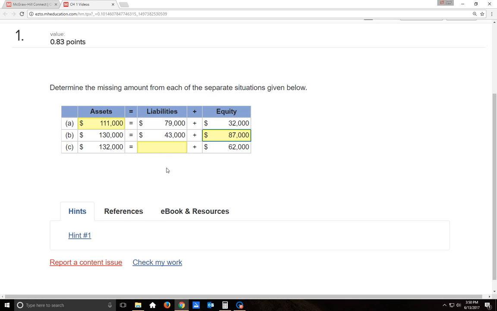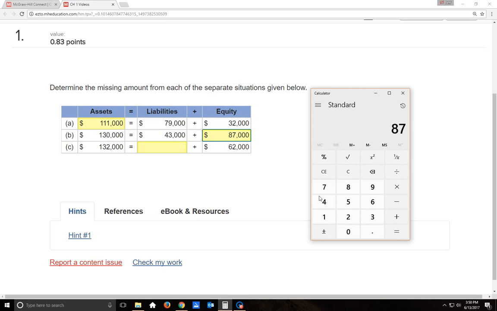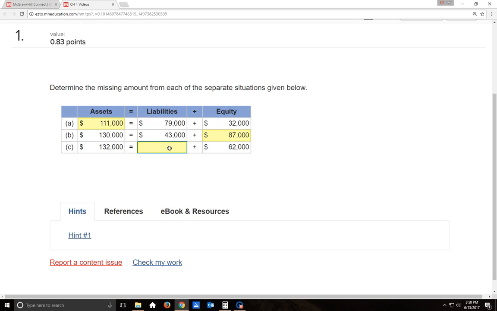See if you can solve Part C. Assets of 132,000, liabilities are missing, and equity is 62,000. Well, hopefully you took 132, short for 132,000, subtracted out 62, short for 62,000, and that equaled 70, short for 70,000.